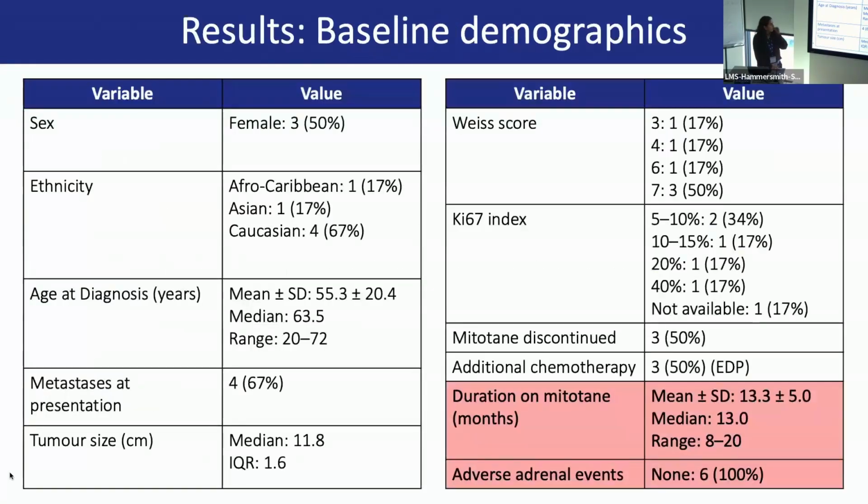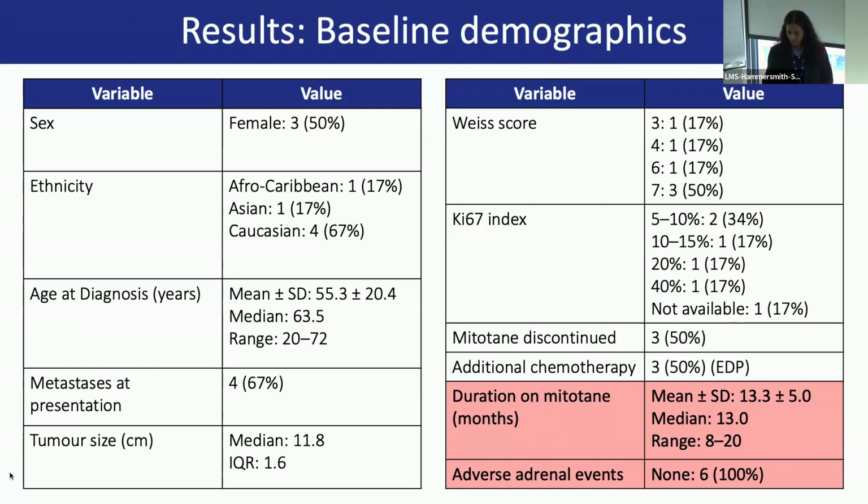So we had 6 patients in total, 3 female and 3 male patients, from whom we gathered 30 day curve readings. The mean age at diagnosis was 55.3 years, and the average duration on mitotane was 13.3 months. 3 patients discontinued mitotane due to either remission or a lack of clinical benefit in the context of their disease. And occasionally patients had to take breaks, mainly due to gastrointestinal side effects or infection. Importantly, none of our patients had an adverse adrenal event, indicating that they were adequately replaced when using ACTH-guided dose adjustment.